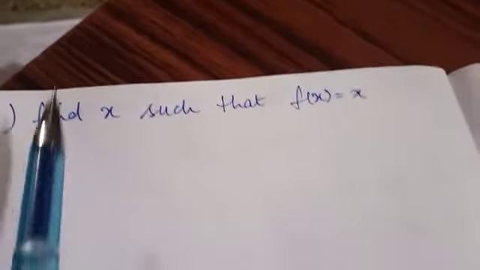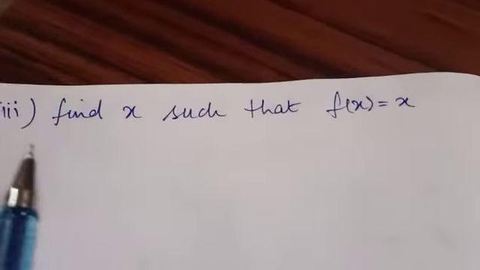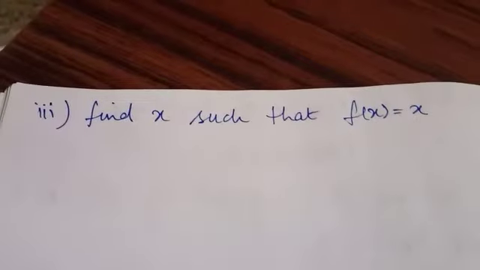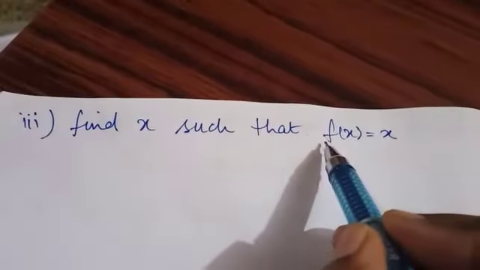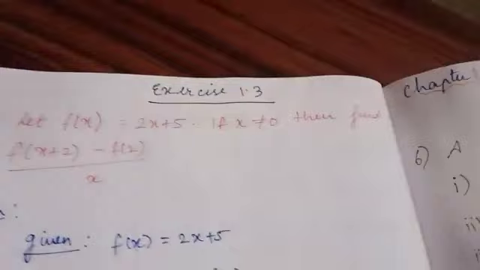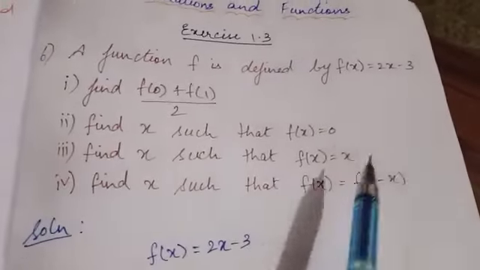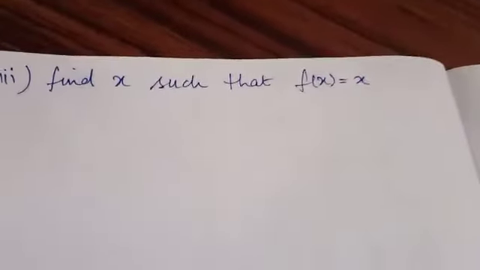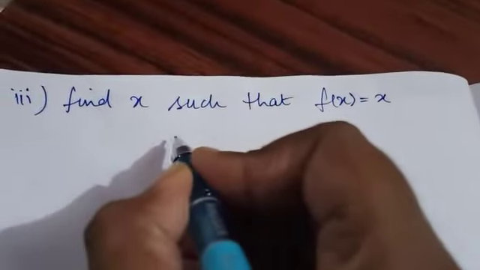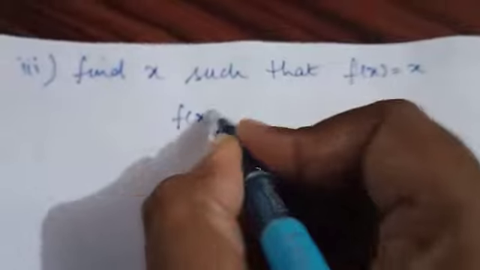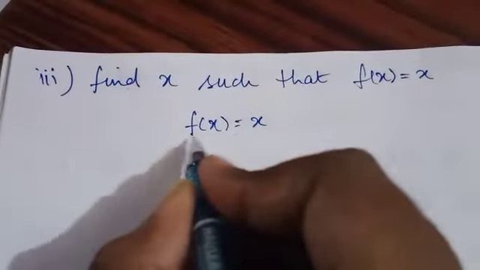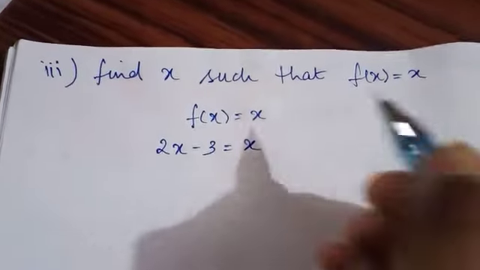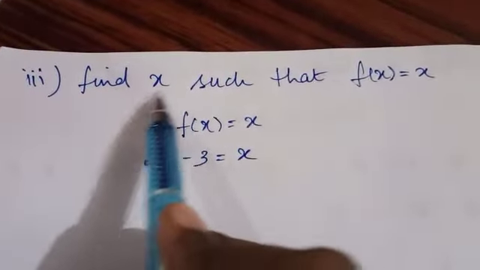So our third subdivision is find x such that f of x is equal to x. So what is our f of x? Our f of x is 2x minus 3. So first I am writing f of x is equal to x. So what is the equation of f of x? 2x minus 3 is equal to x. Now what we have to find? We have to find x.